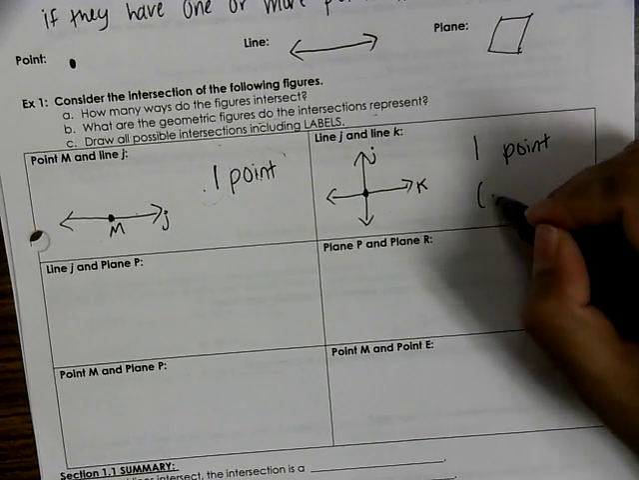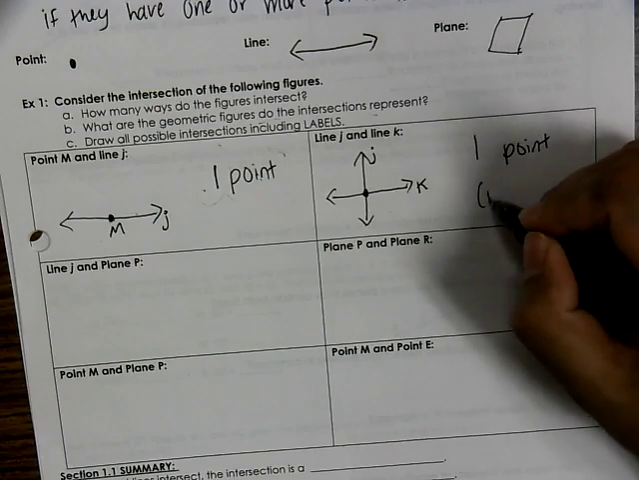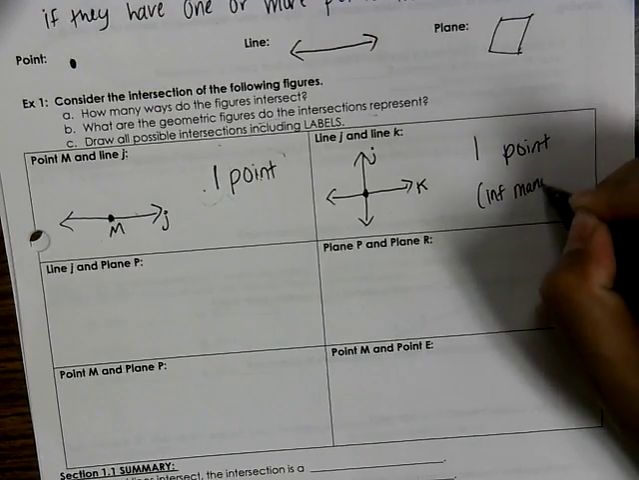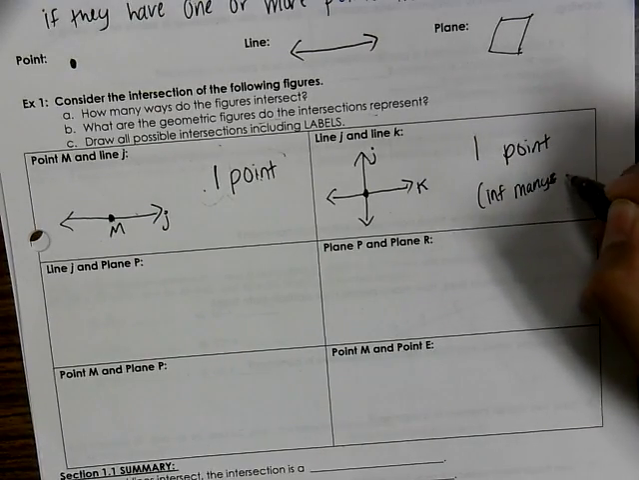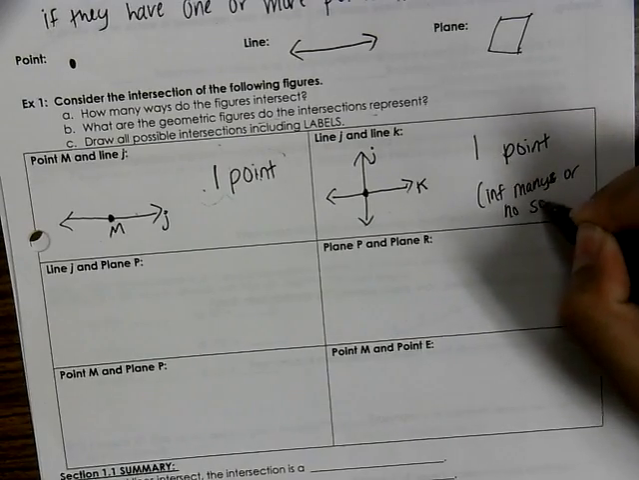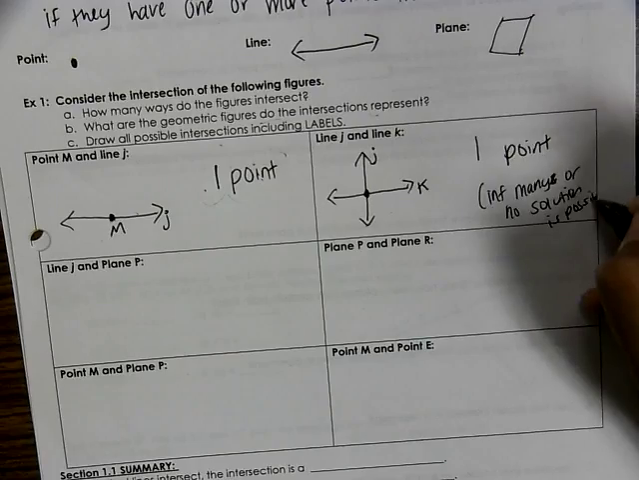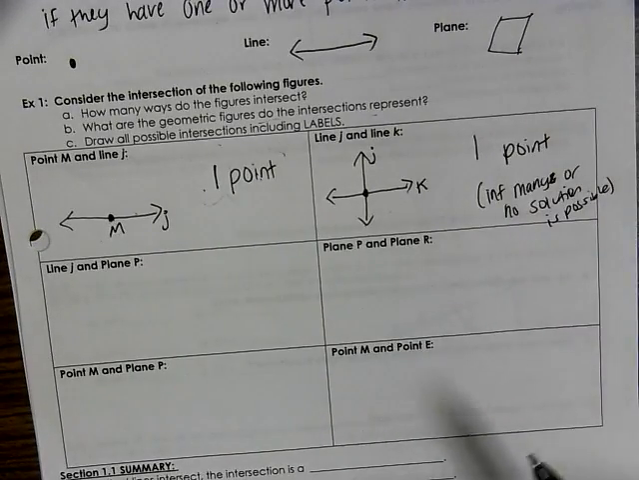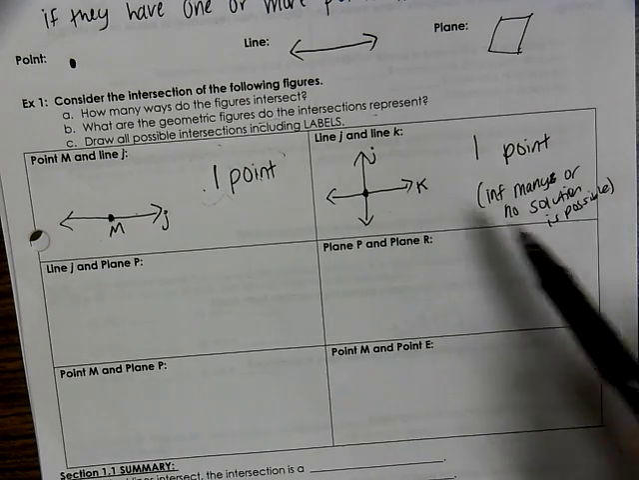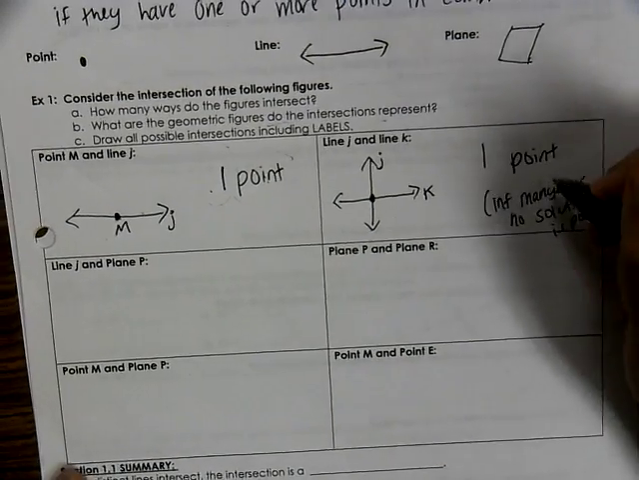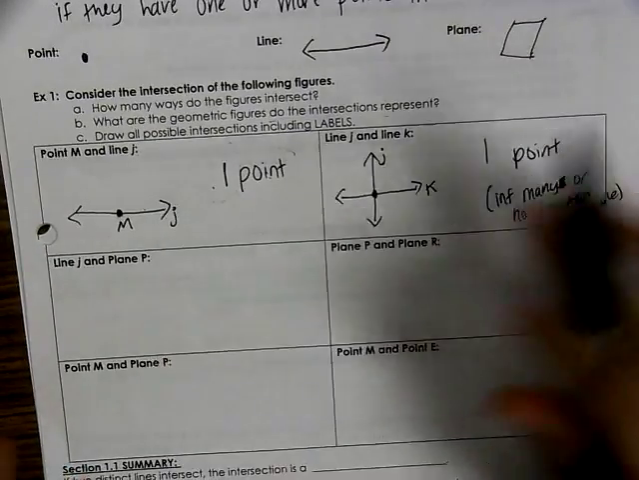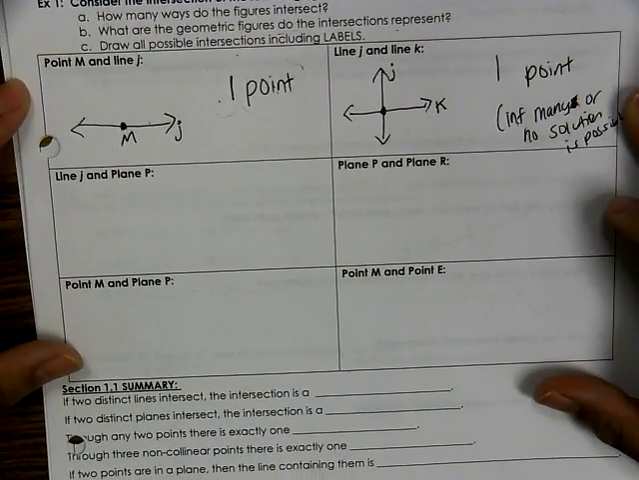Now, in parentheses, I'll still write infinitely many solutions. Oh, infinitely many or no solution is possible. Because the lines could be parallel if they never cross, or if it's a line sitting on top of another line, which is when they're coinciding, then that would be an example of infinitely many. So that would be a line and a line. So far, hopefully the first two examples are not too bad.